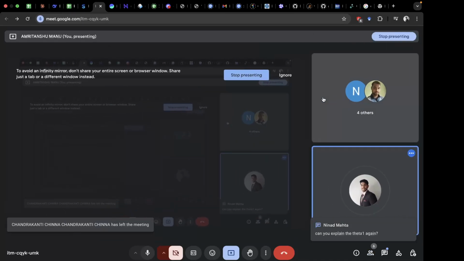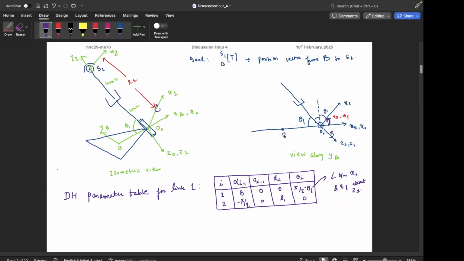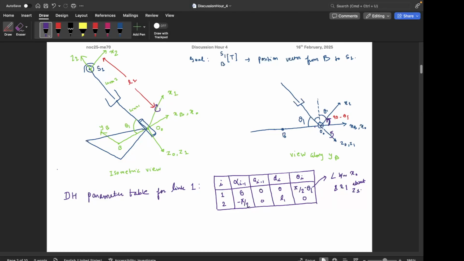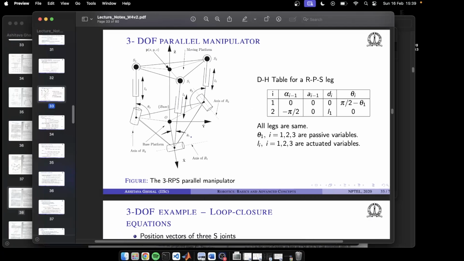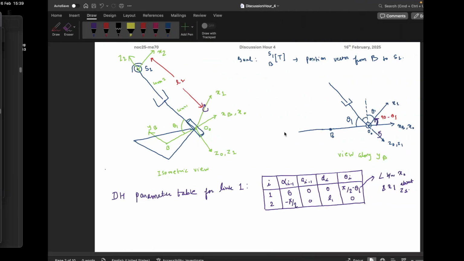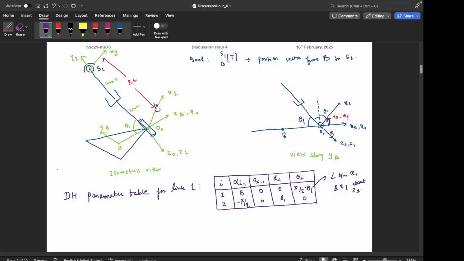Yeah, sure, Ninath. So basically, to be consistent with the notation and the axis assignment and the angles that have been taken in the lecture slides, I am sticking with that. So in this lecture slide, theta 1 is the angle between the base platform and link 1 on the inner side, right? So this is the base platform, this is link 1, and this is the theta 1 value that is shown in the lecture slides.